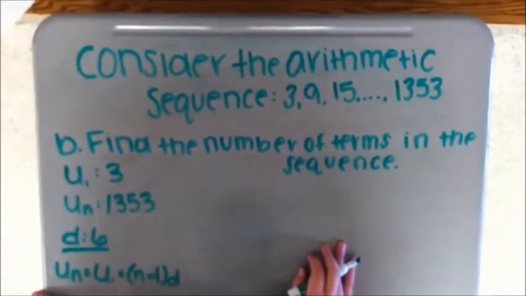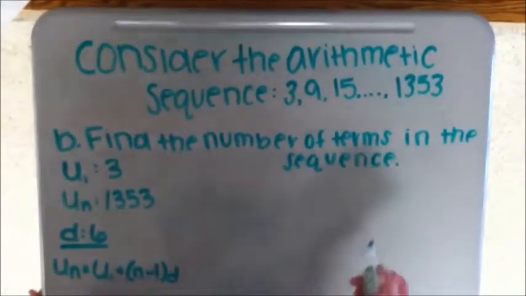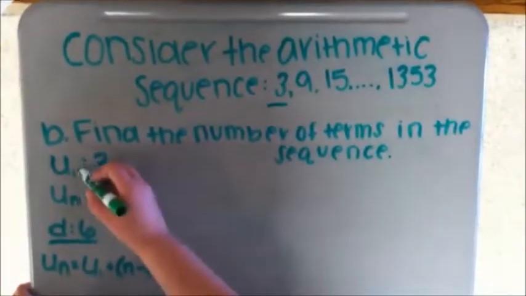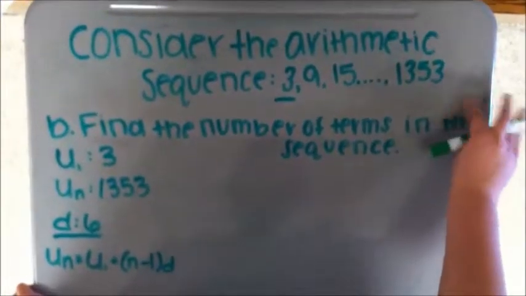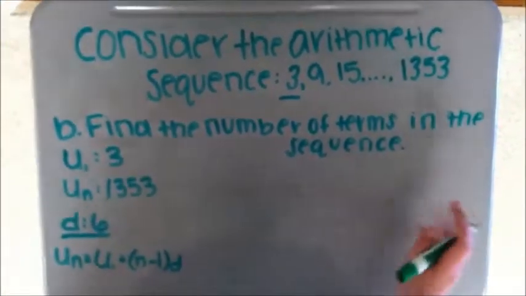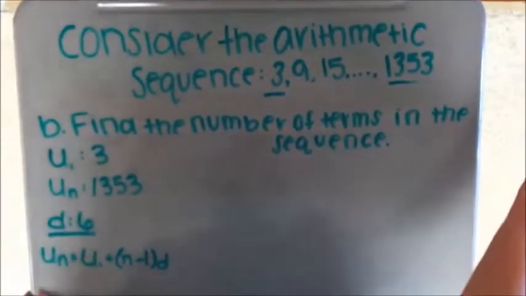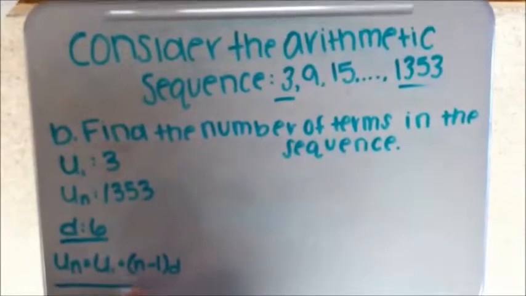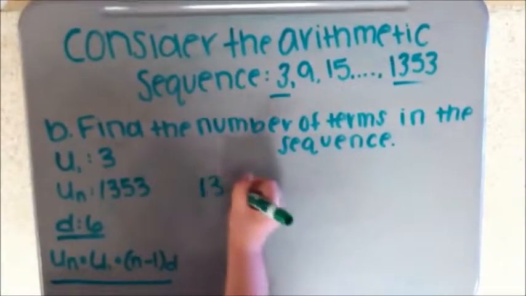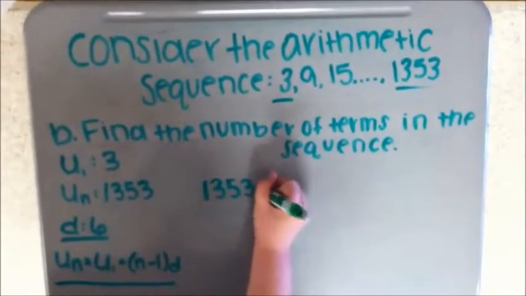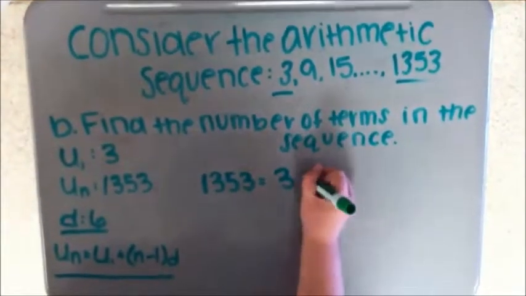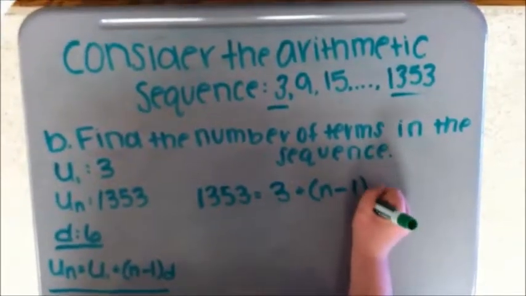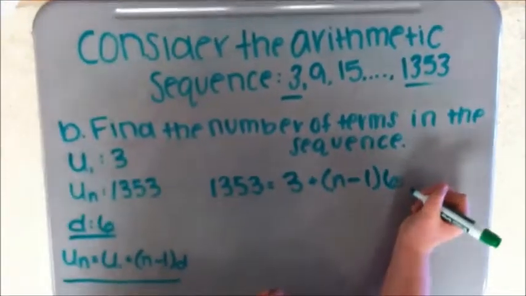Part B is to find the number of terms in this arithmetic sequence. Now, looking at the sequence itself, we can find that the first term, u sub 1, is 3, and the last term, which since we do not know the number of terms in this sequence, we call u sub n, is 1353. Now, to find the number of terms in the sequence, we can use the formula for the general term, where u sub n, 1353, is equal to the first term, 3, plus n, which is the number of terms in the sequence, what we're solving for, minus 1, times the common difference, which is 6.